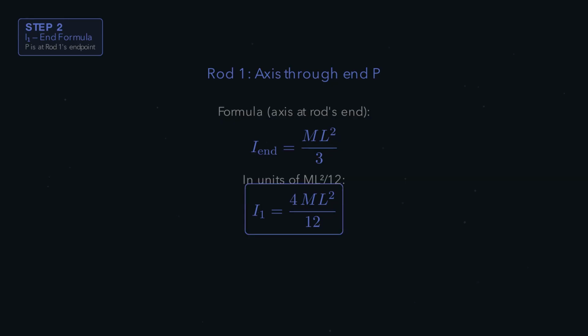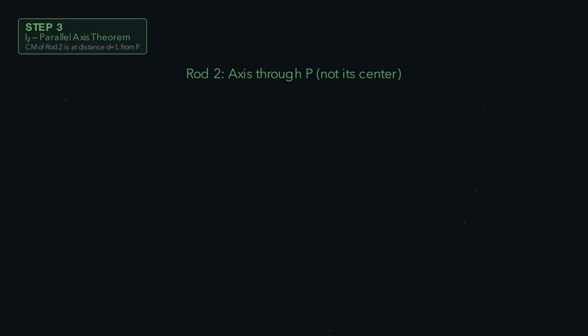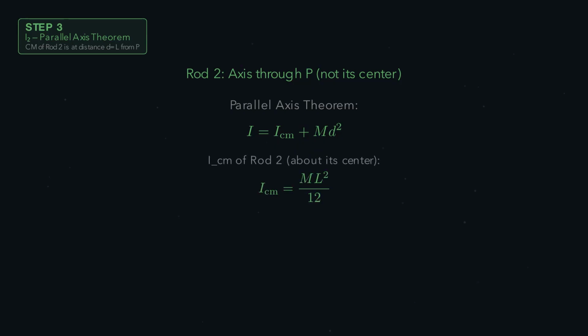Moment of inertia equals m times L squared over 3. This is just 4/12 of m times L squared. No extra theorem needed. P is already at the rod's end point.